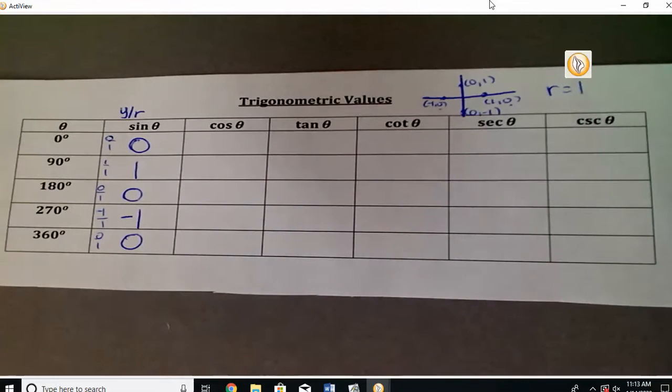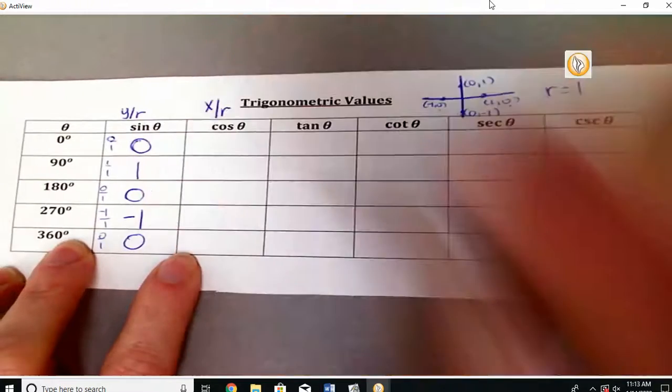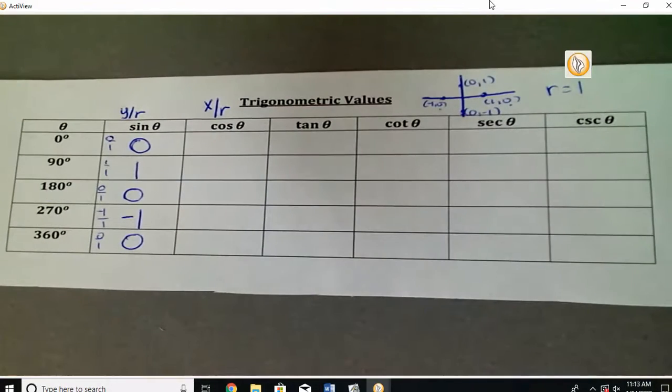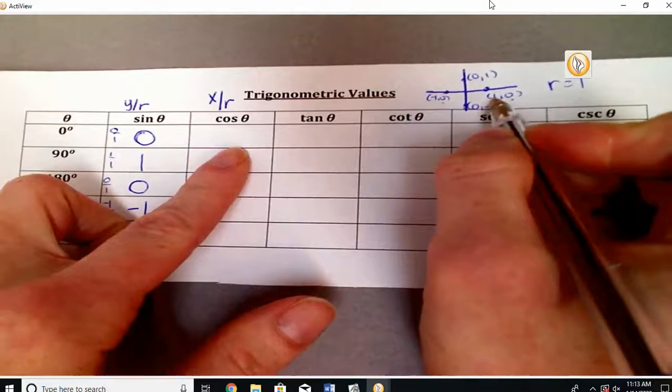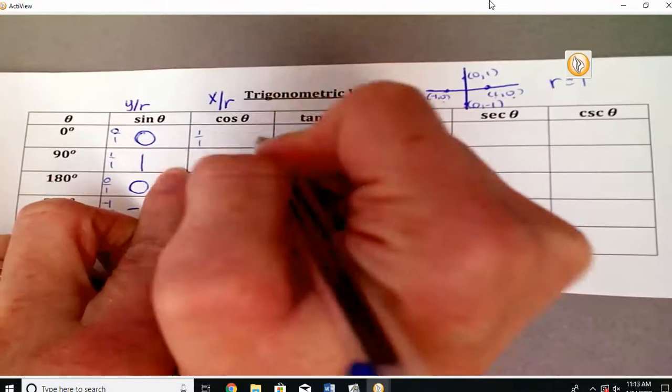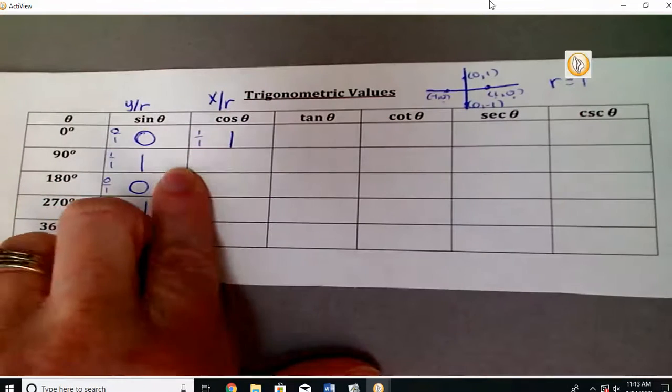Okay. If I gave you this blank table as a quiz, could you draw yourself that picture and come up with those values? Does everybody know how I got them? So we're going to do this for the whole table. How do you find cosine? What's the definition of cosine? X over r.